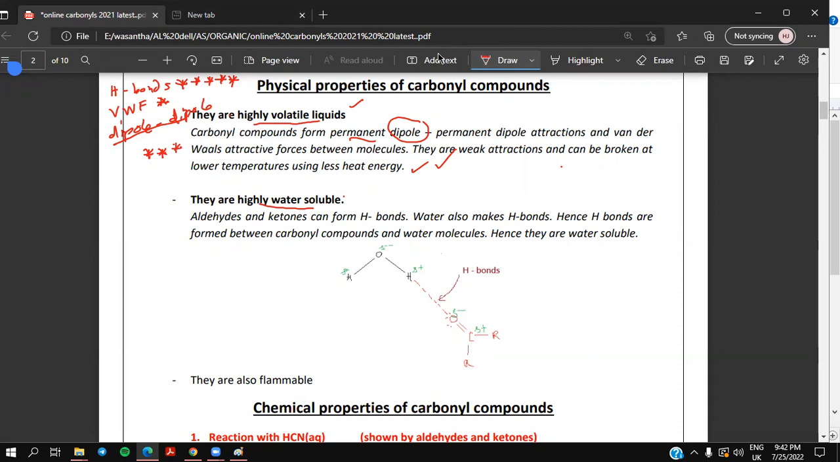Now, children, you can see in the first one, when I talk about highly volatile liquids, to explain that property, I said there are dipole-dipole attractions and van der Waals forces. But I didn't see hydrogen bonds. But in the second one, hydrogen bonds are there. It is because of this. You write a small note over here. Otherwise, you will not understand this later.